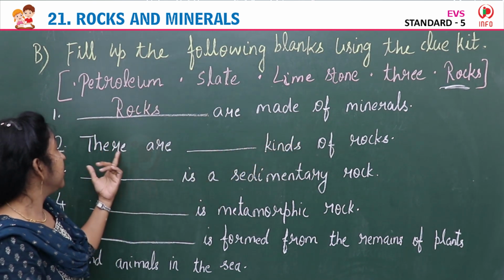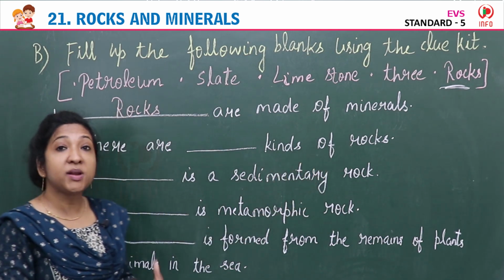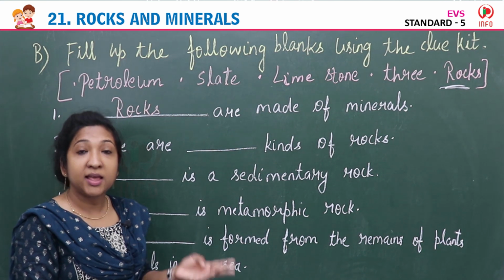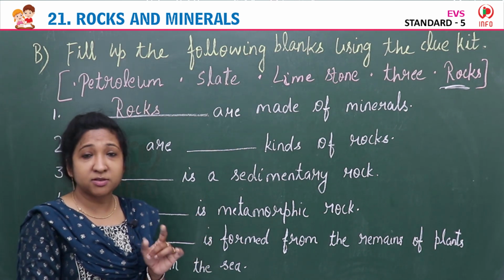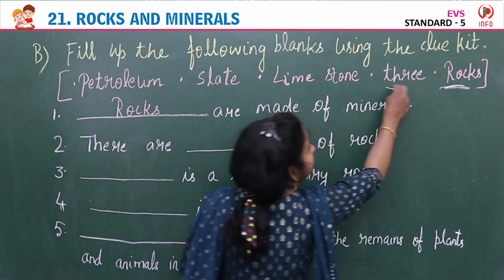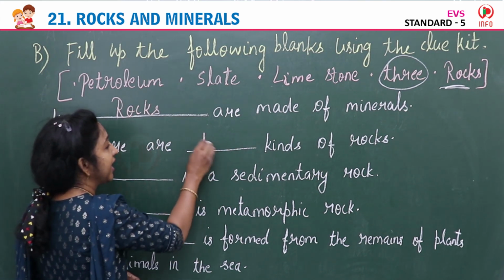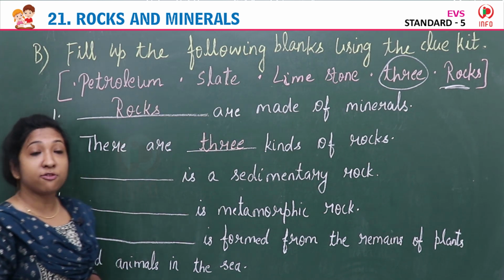Now second, there are dash kind of rocks. Yes. How many types of rocks you learned? Different kinds of rocks you learned. Igneous, then sedimentary and metamorphic. So how many? Yes, this is the answer, 3 kinds of rocks. There are 3 kinds of rocks.